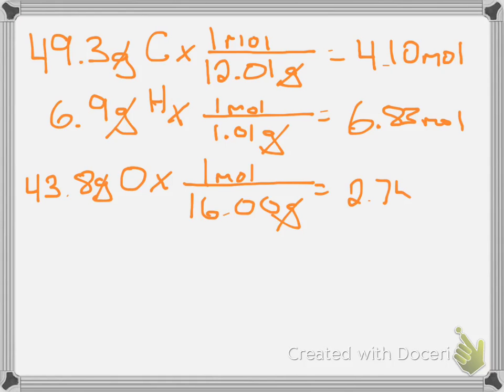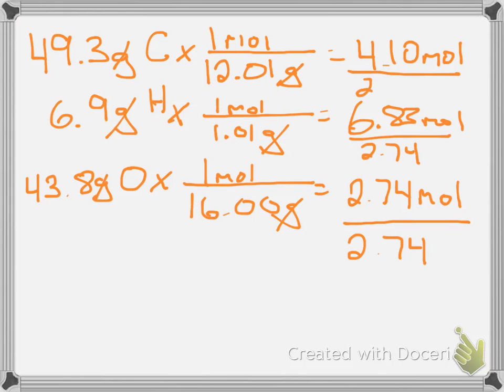And what we're going to do now is look for a ratio of the carbon to hydrogen to oxygen. So your next step is to divide each one of these numbers, 4.10, 6.83, and 2.74, by the smallest number of that set. Well, in this case, that's 2.74. So every number here gets divided by 2.74. And this gives us a ratio of the elements involved in the compound.